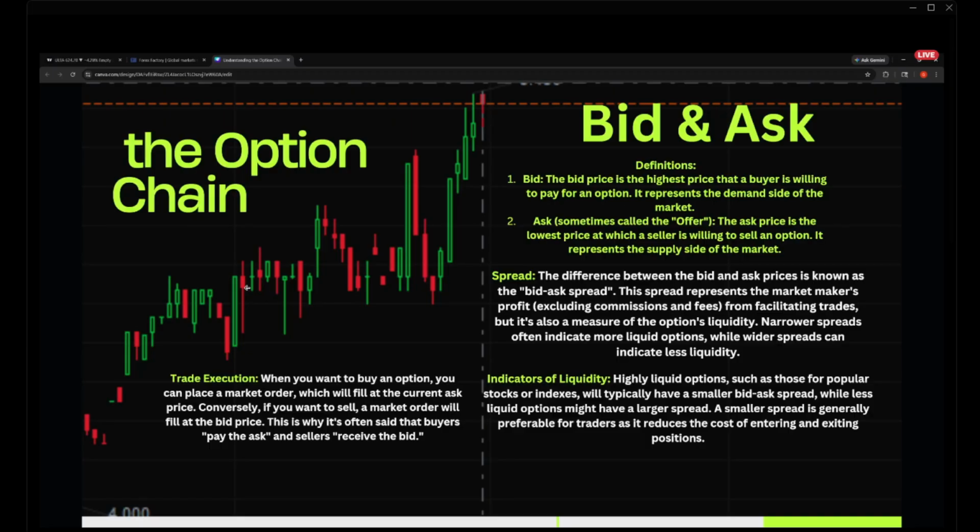Trade execution. When you want to buy an option, you can place a market order, which fills it at the current ask price. Conversely, if you want to sell, a market order will sell it at the bid price.